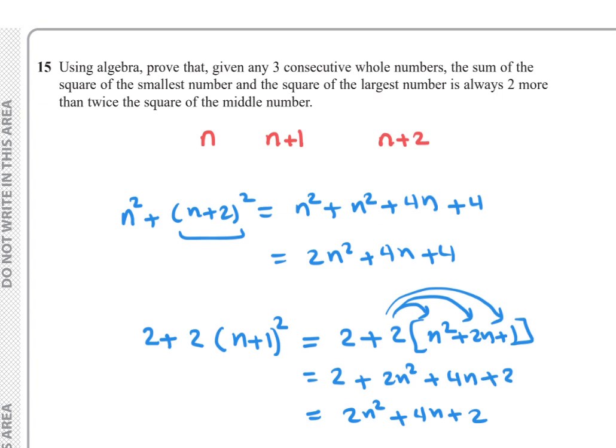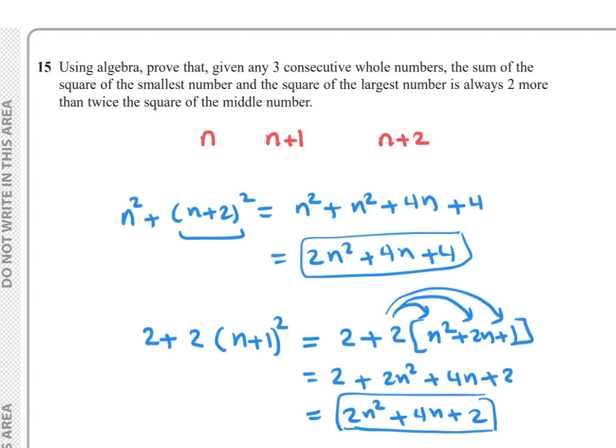So they are equal. So we prove what's required. The sum of the squares of the smallest and the largest equals 2 more than twice the square of the middle, because we get the same answer.